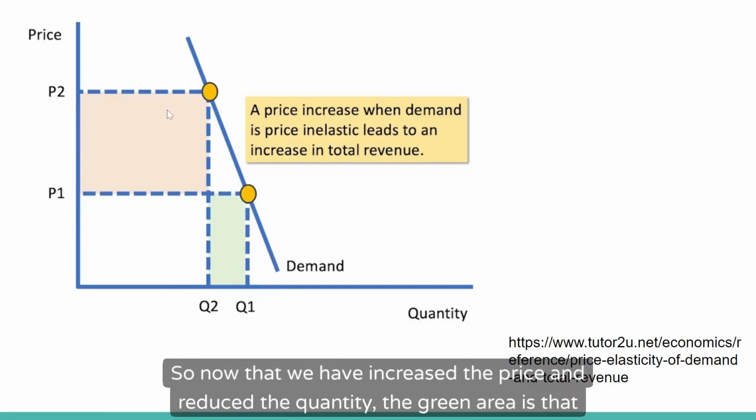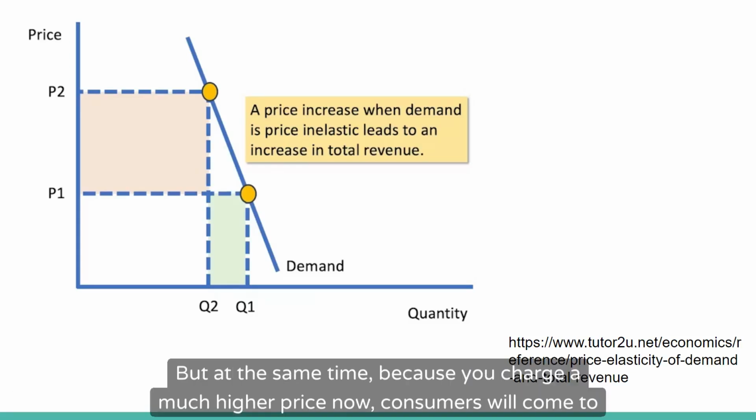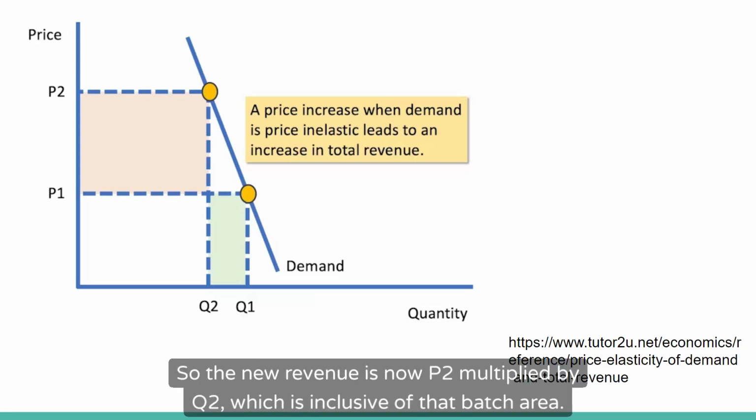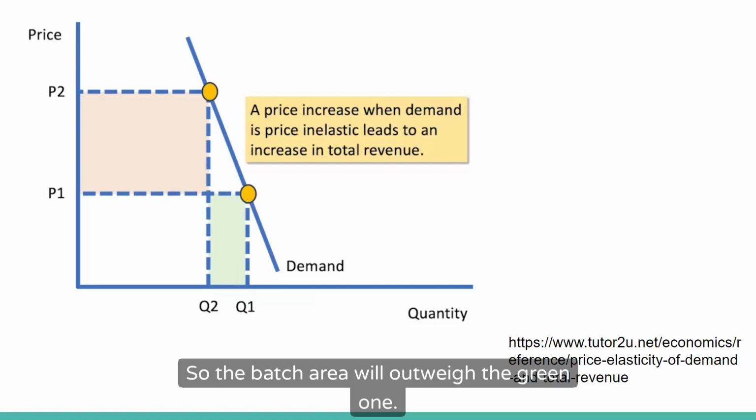So now that we have increased the price and reduced the quantity, the green area is that part of the revenue that we lost, because you no longer are selling at the lower price. So the green area is now lost. But at the same time, because you charge a much higher price now, consumers will come to you, and then you get the beige area as your new revenue. So the new revenue is now P2 multiplied by Q2, which is inclusive of that beige area. So again, the gain in revenue is larger than the loss in the revenue. So the beige area will outweigh the green one.